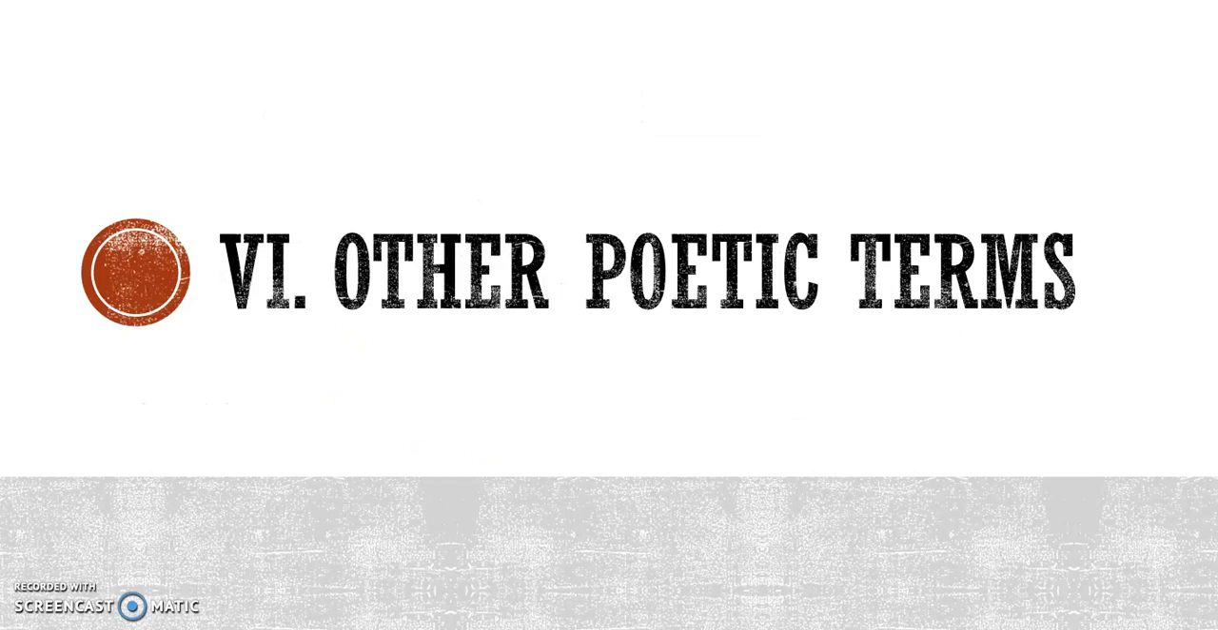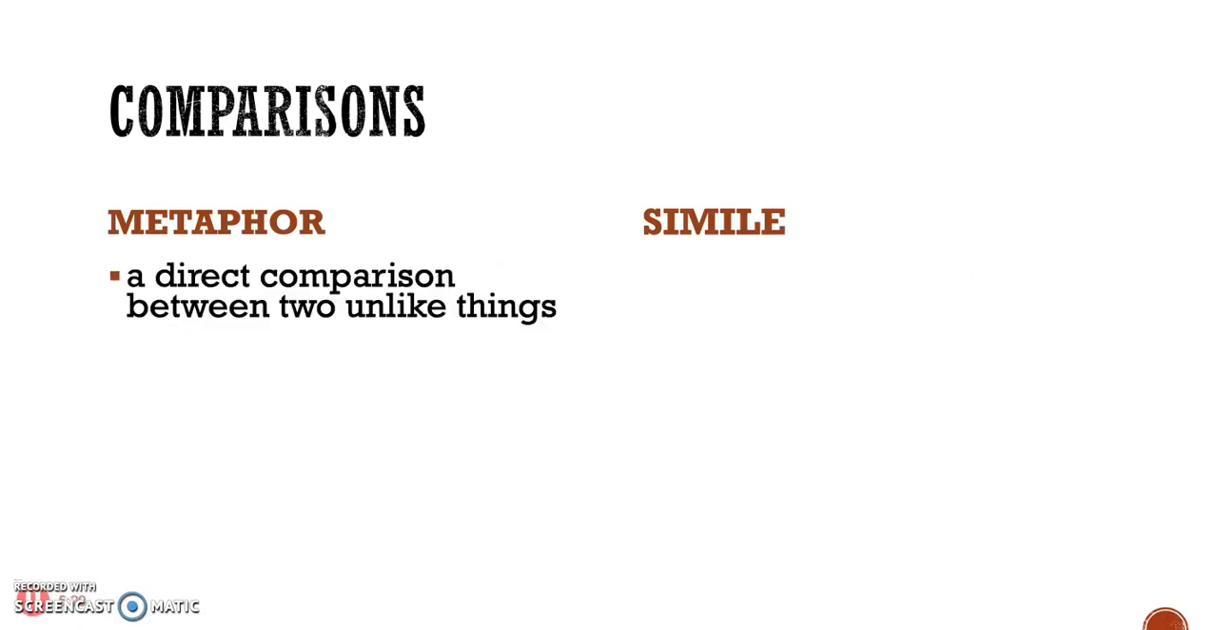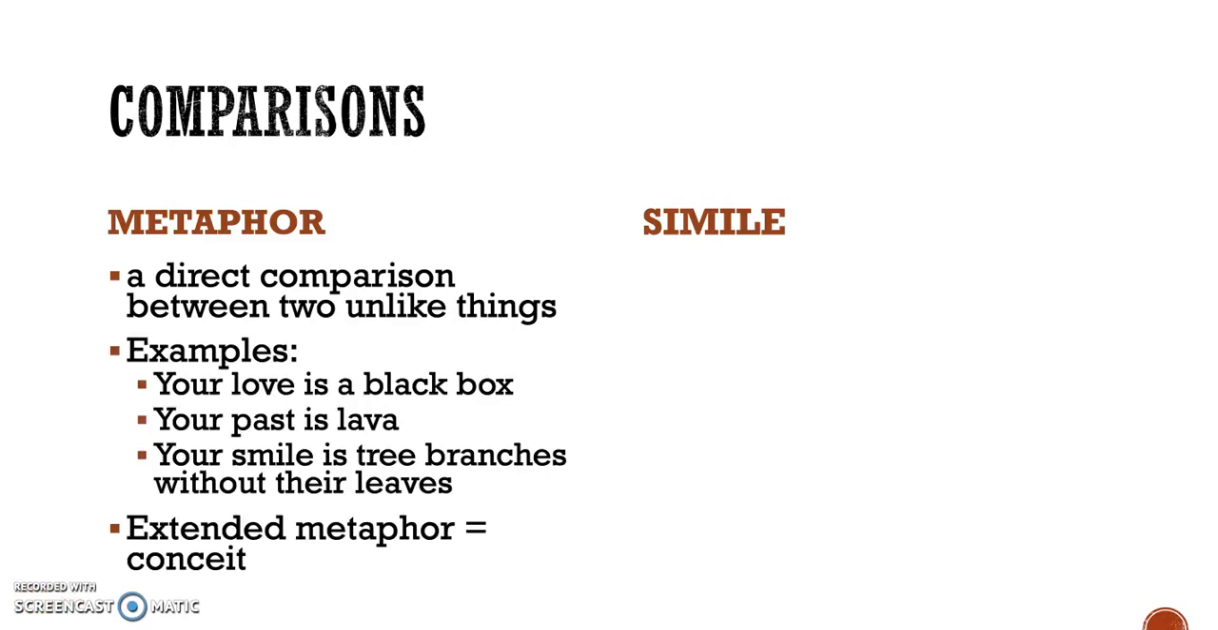Other poetic terms that you should be familiar with. First, we have these comparative words. A metaphor is a direct comparison between two unlike things. So we don't have any kind of mediation, and we're describing two things that seem like they're not at all similar, but we have this comparison between them.